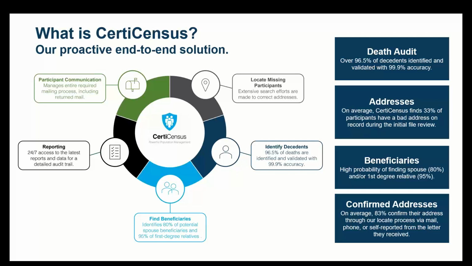One of the next phases that's all-inclusive with the CertiCensus project is 24/7 access to the latest reporting, which includes validated deaths and locate results on a weekly basis, along with the beneficiary service if and when you choose to use it. Once our team is able to validate that process and report those findings back to you, you'll be able to see any and all of the beneficiary reports within CertiCensus. You'll also be able to do custom reporting. A little bit later in this presentation, Lindsay's going to show you exactly how that works.